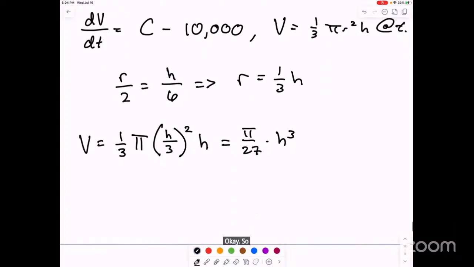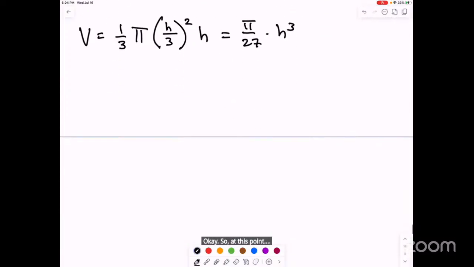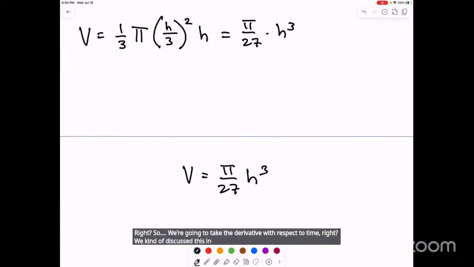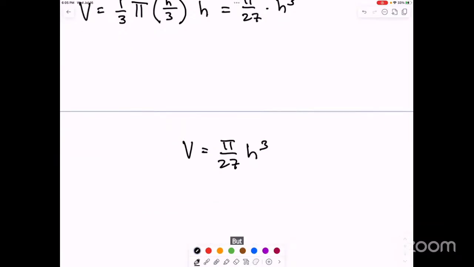So at this point, we have the volume in terms of h, pi over 27 h cubed. So now we want to take the derivative. Again, notice that there is no t here, right? So we're going to take the derivative with respect to time, right? We kind of discussed this in the previous example. I'm going to skip those intermediate steps and just jump to the conclusion. But in both of these cases, we're taking the derivative with respect to time.